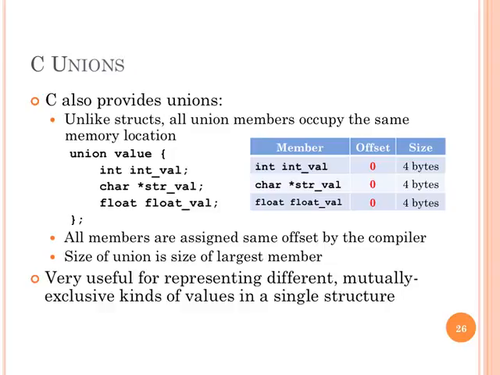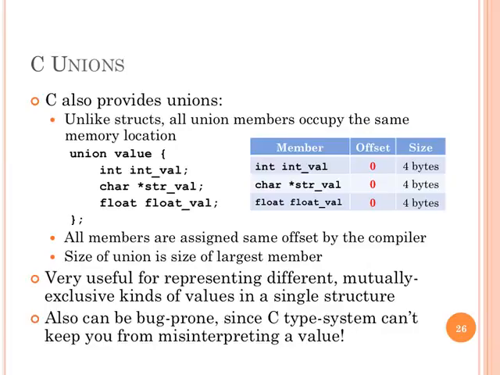Yeah, I have an example in the next slide talking about this. Like I say here, it's very useful when you want to represent different kinds of things where you expect to only use one of them at a time. Mutually exclusive kinds of values, or tagged data structures. You tend to want to avoid doing this. You need to do this if you're writing an interpreter, like the Lab 4 Scheme interpreter does.